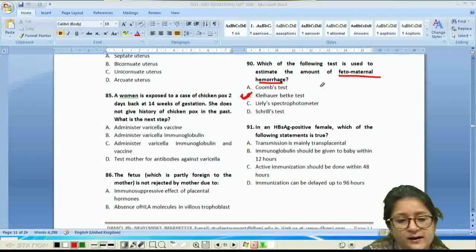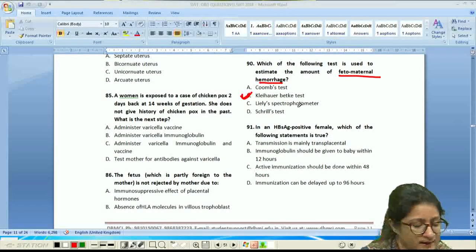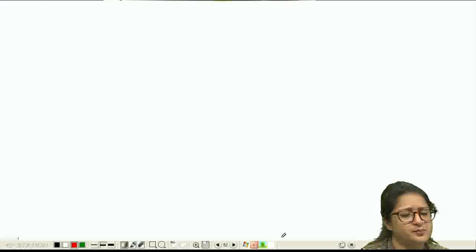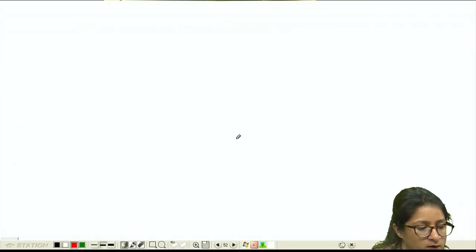Now, feto-maternal hemorrhage and the Kleihauer-Betke test, let me also explain what the Coombs test is, what Liley spectrophotometry is and everything. Let me just give you a very brief and quick overview of Rh negative pregnancy and how it leads to the problems, and what we mean by feto-maternal hemorrhage and all these things. We will just consider that.